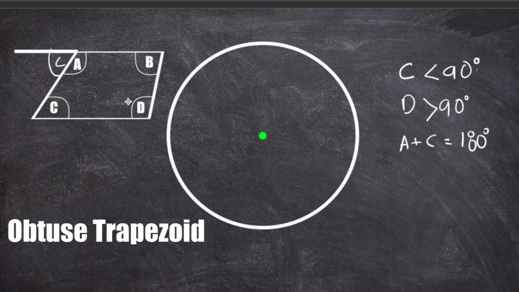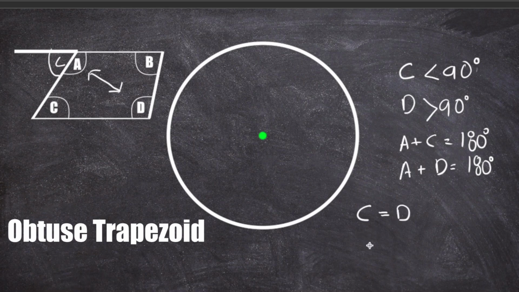Now, if this trapezoid is a cyclic quadrilateral, then opposite angles must be supplementary and therefore add up to 180 degrees. If we find the sum of A and D, they must be 180 degrees. So A plus D must equal 180 degrees if the shape is a cyclic quadrilateral. So if we add C to A and it gets 180 degrees, and we add D to A and it results in 180 degrees, that means that C equals D.